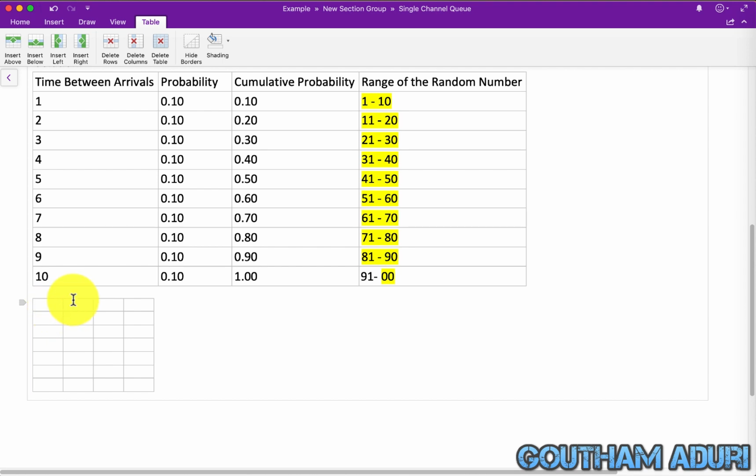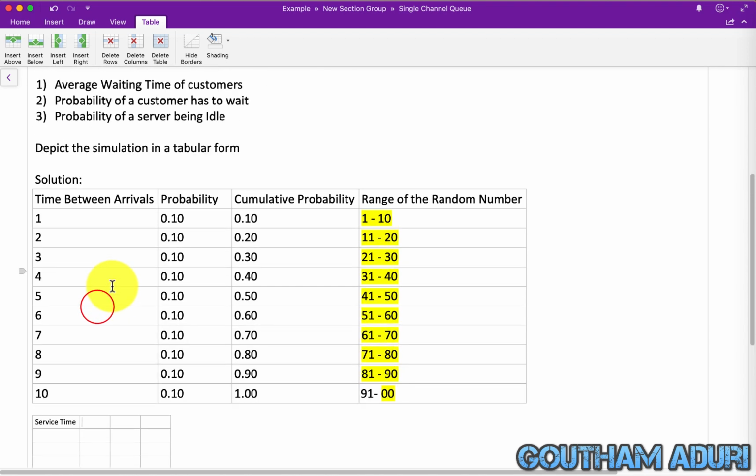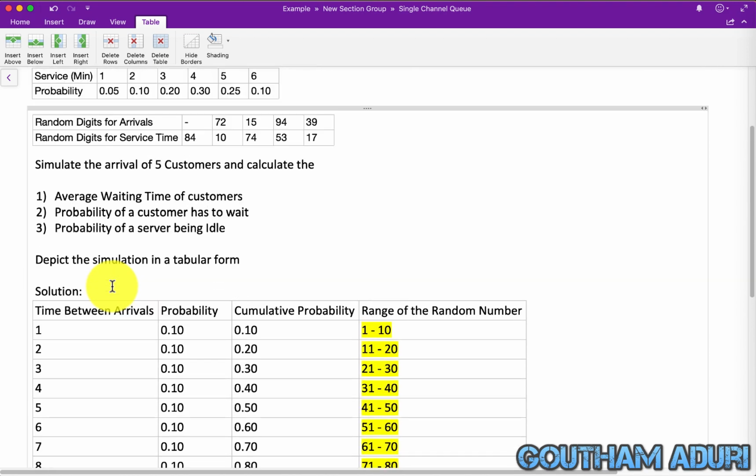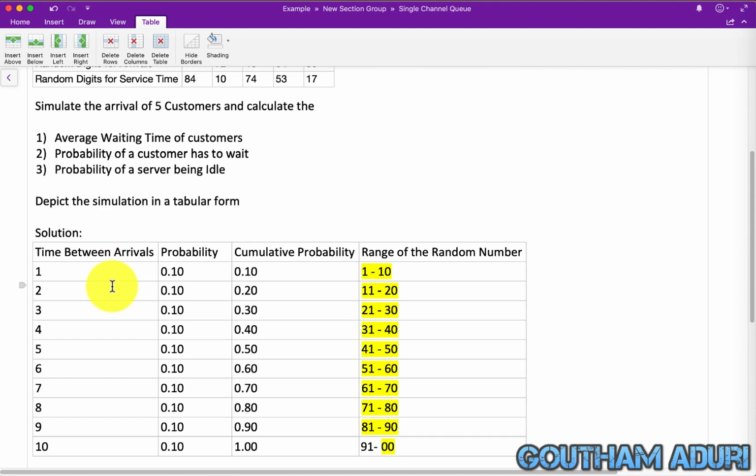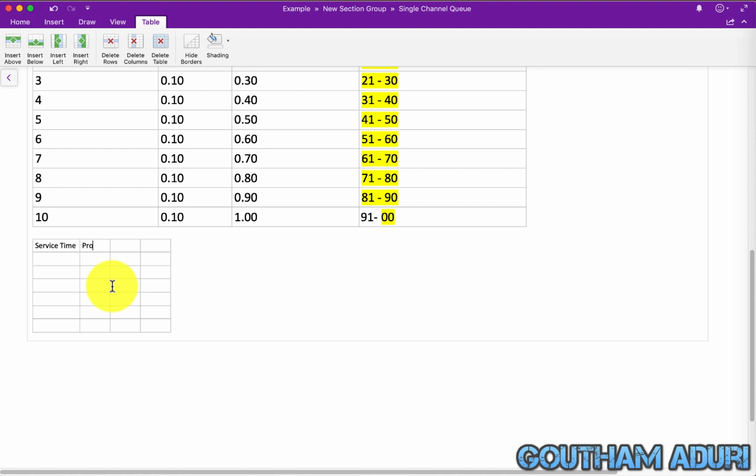What is the service time? The next one is probability, and the next one, same as before, is cumulative probability.